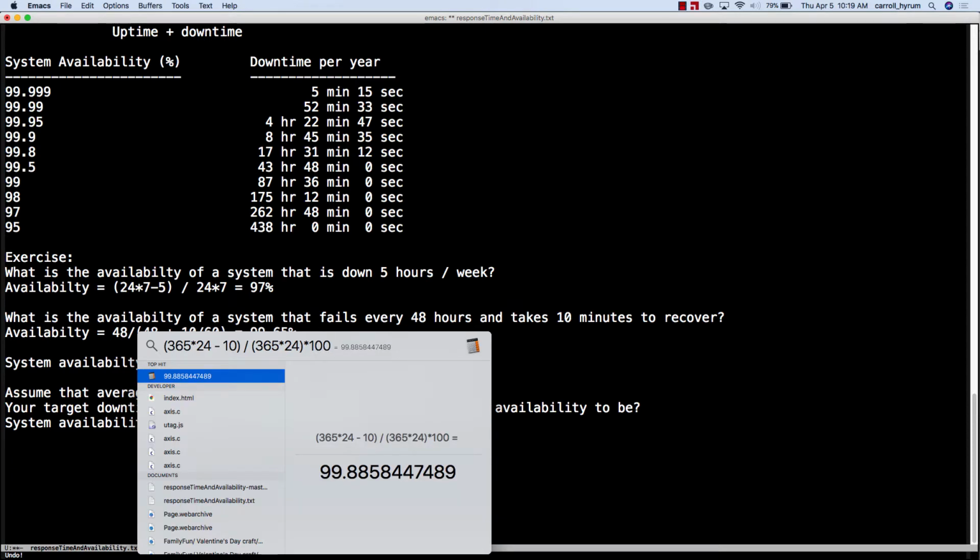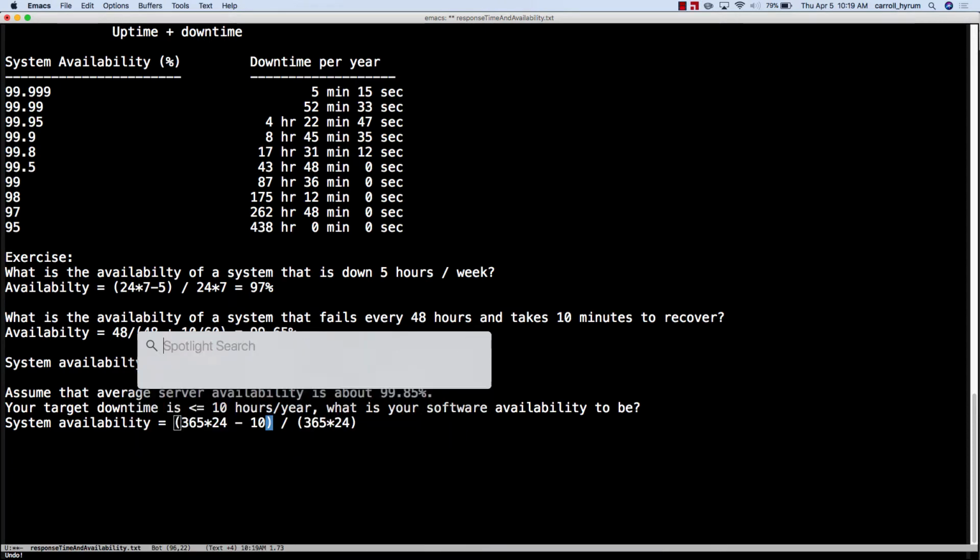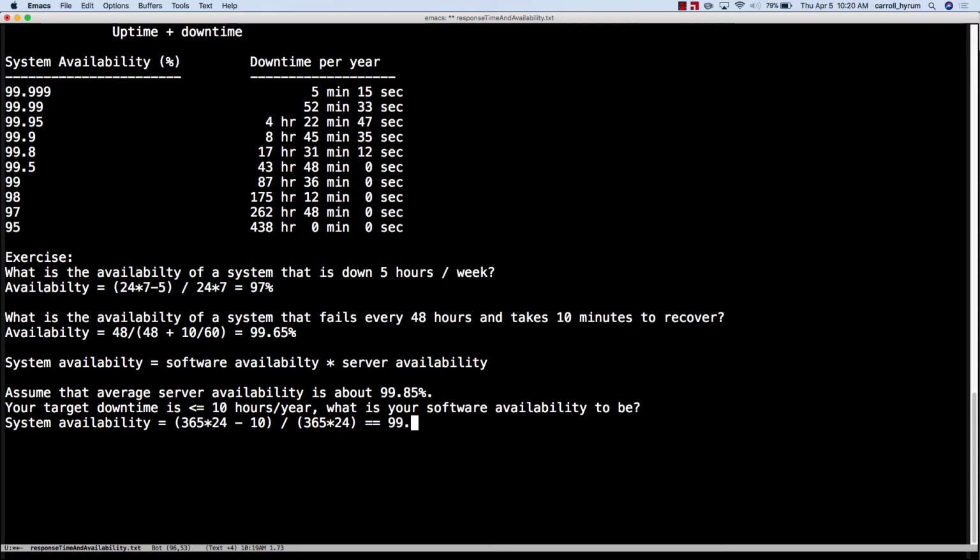Okay. So we're looking at 99.89. So that equals 99.89, is that what I said? Okay. So then our software availability equals what? It equals the system availability divided by the server, right? This is algebra. Okay, so that equals system availability was 99.85% and 99.89%.